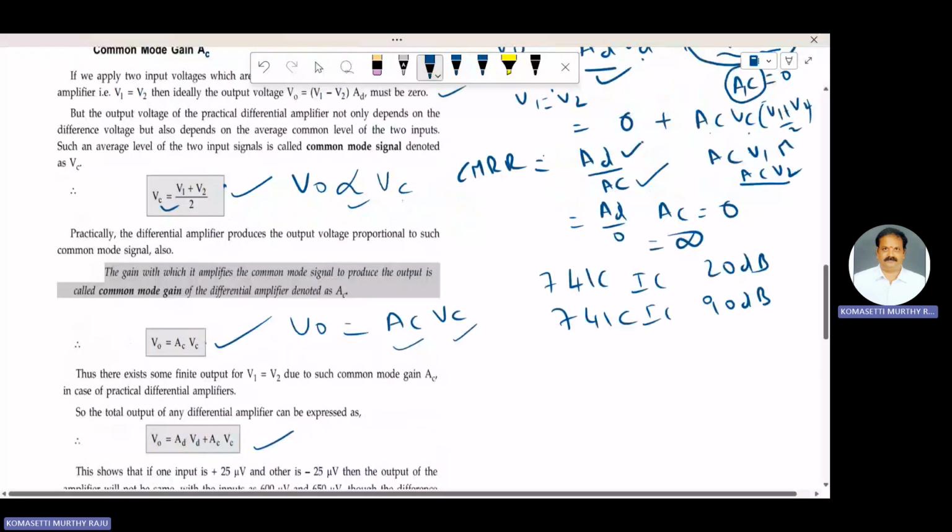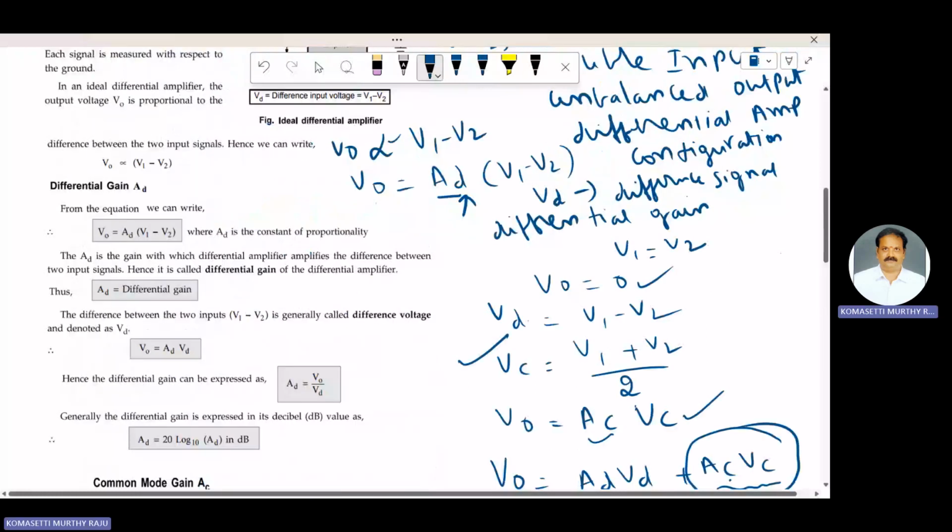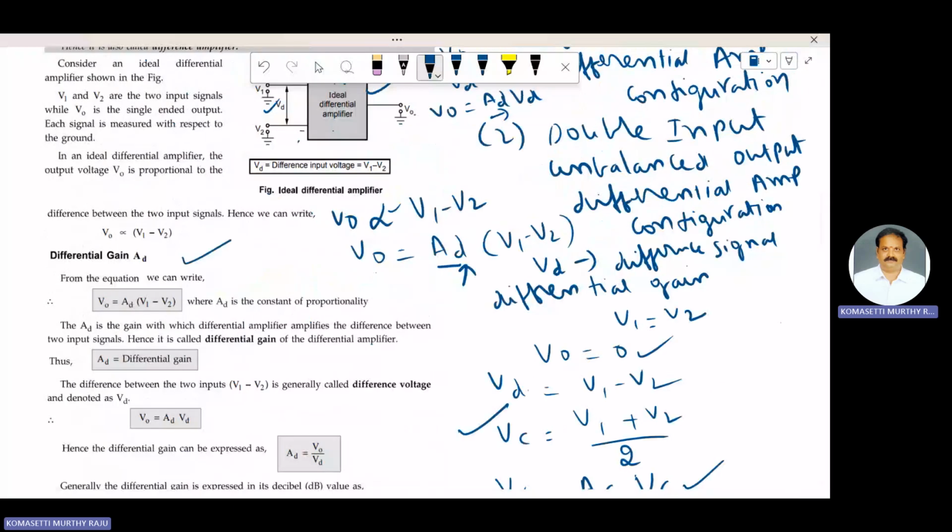This is the theory related to the differential signal. In the case of a differential signal, we have to consider the differential gain, AD. V0 is directly proportional to the difference between these two input voltages, V1 minus V2. To eliminate the proportionality constant, we use AD. AD is called the differential gain. V0 is equal to AD into VD. Therefore, AD is equal to V0 by VD.